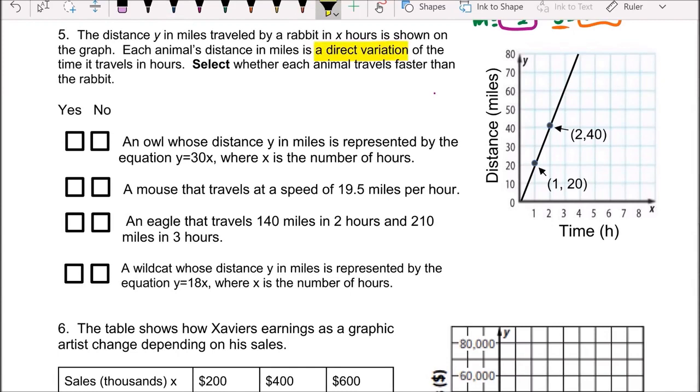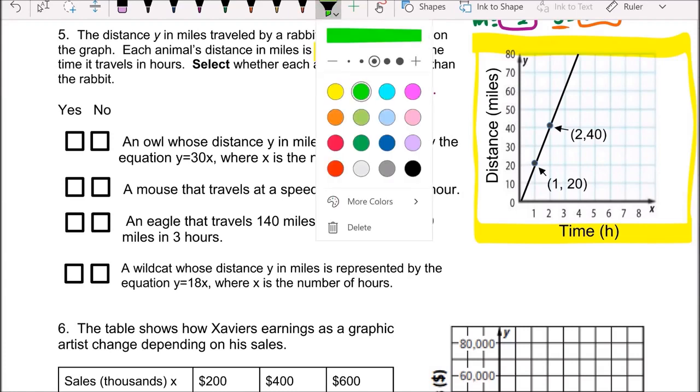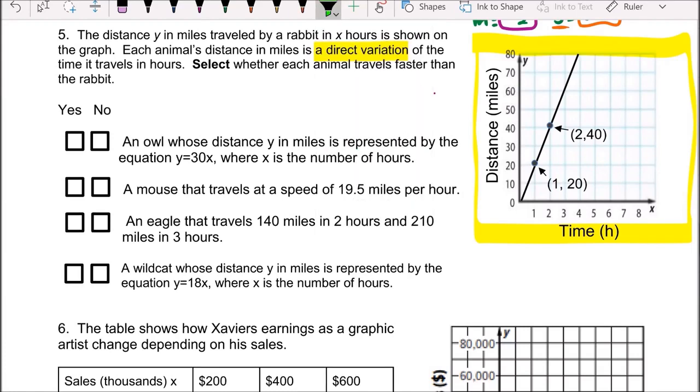Based on problem 1, we already talked about this. Direct variation is when the line goes through point (0, 0). For example, if you look at the graph on the right-hand side, the line goes through point (0, 0). It's direct variation. In this case, your b will be equal to 0. Second thing, the question is asking whether each animal, which they're going to tell you later on, travels faster than the rabbit. So yes means it's faster and no means it's not faster, it's slower.